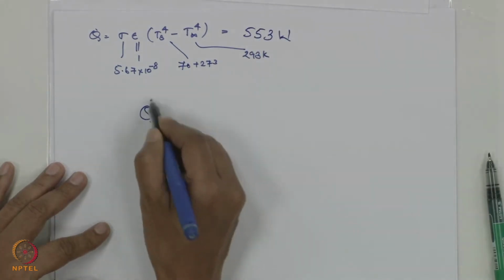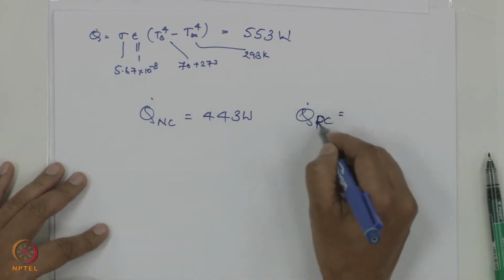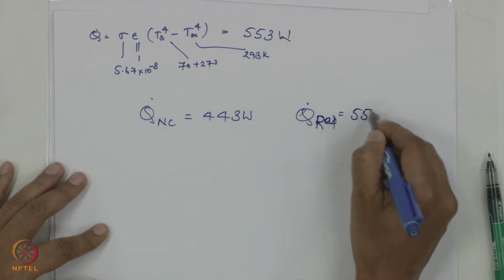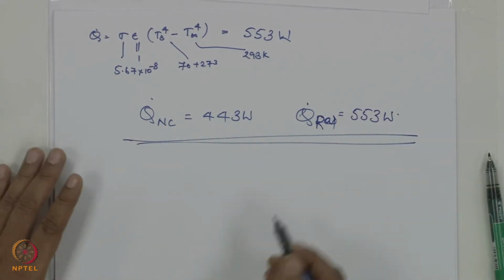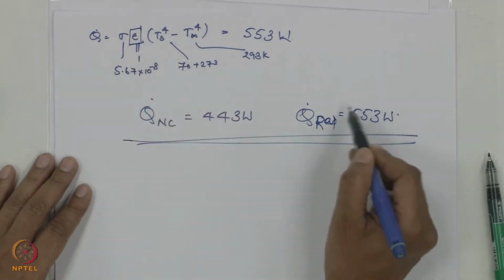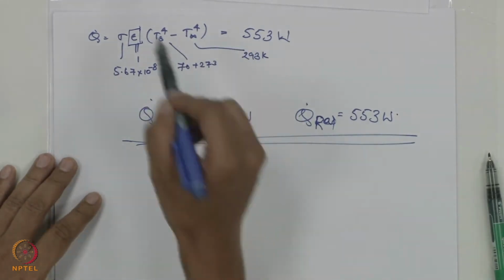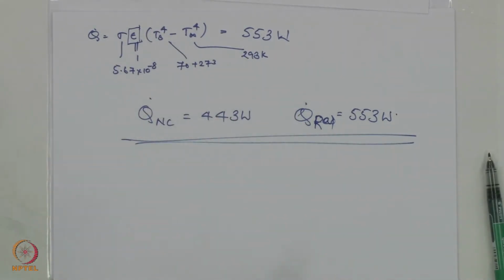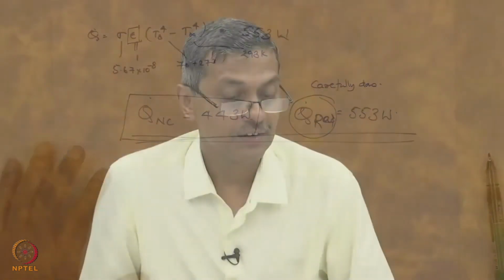You see, Q dot natural convection was 443 watts, but Q dot radiation is 553 watts. So both are comparable. Of course, if the epsilon is less, you can have radiation less, but nevertheless they are comparable unless you consciously make the epsilon 0.1 or less. So generally, whenever natural convection is important, radiation neglect has to be carefully done. That is the takeaway message from this problem. That is the reason why I solved this problem.